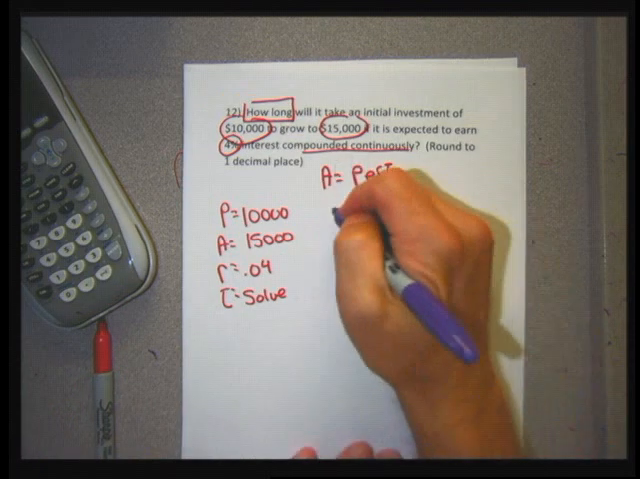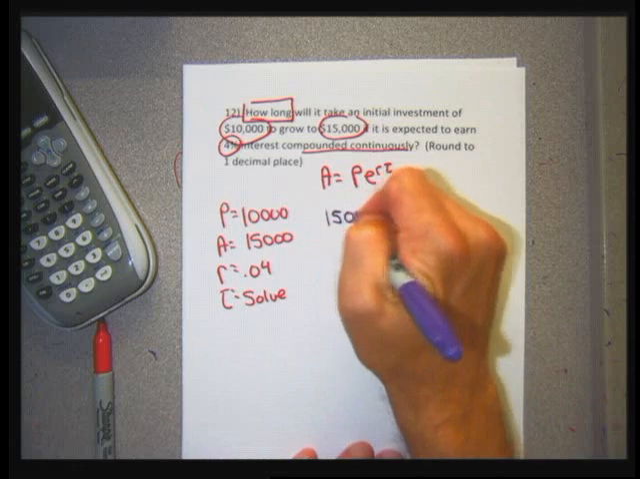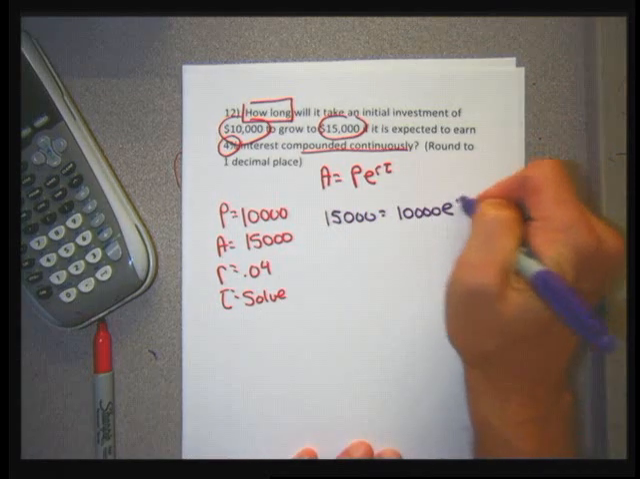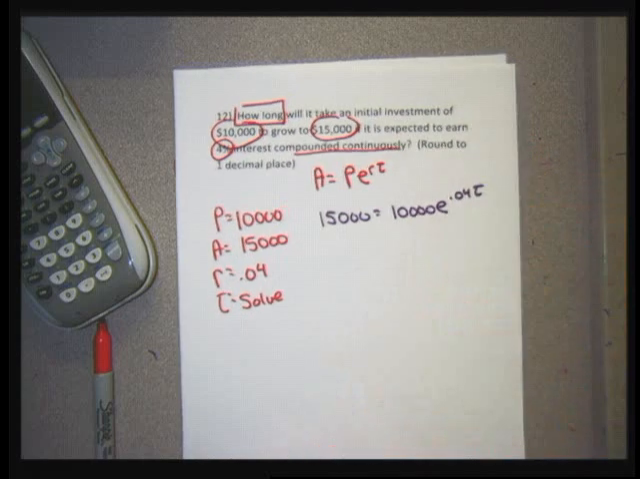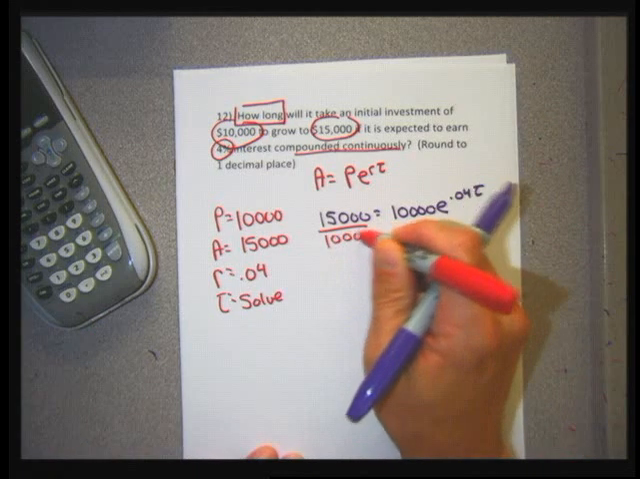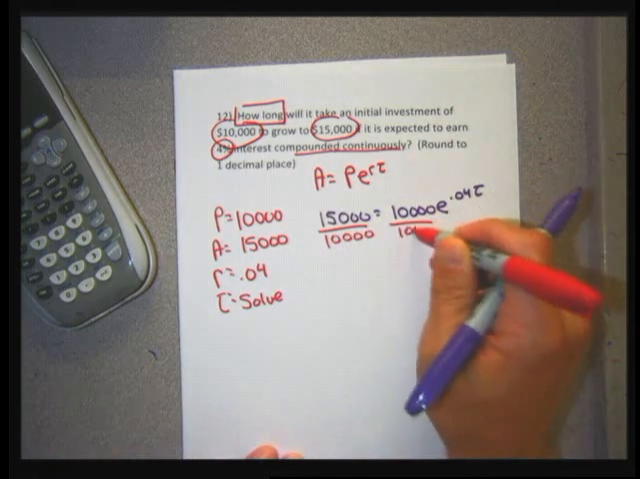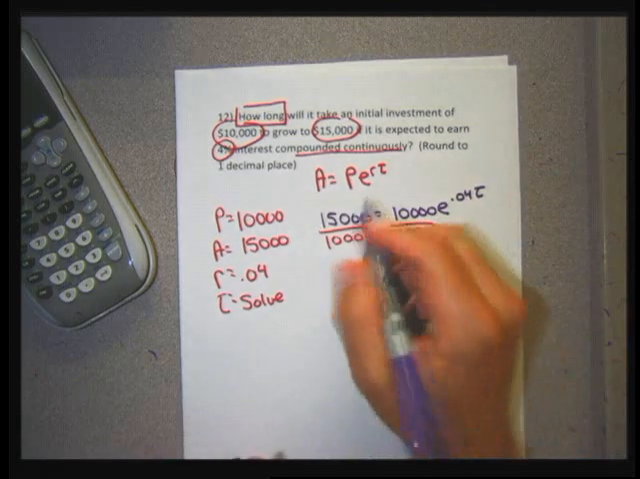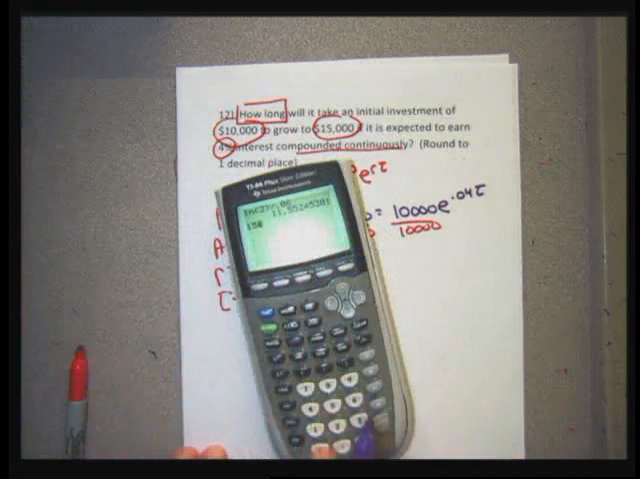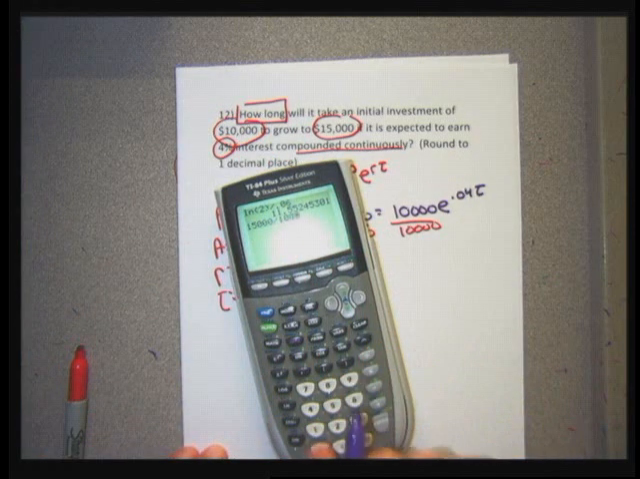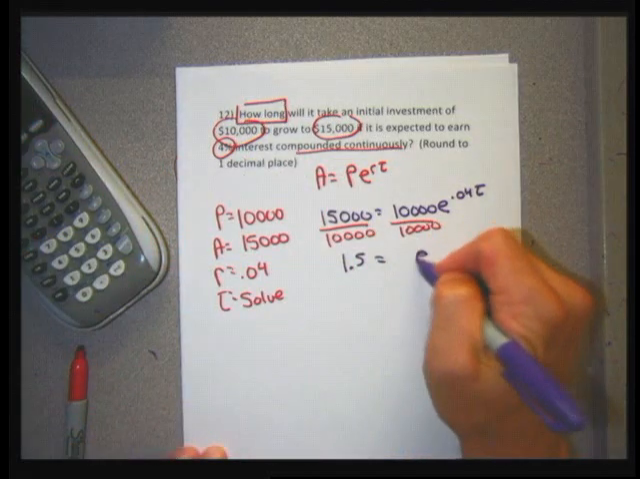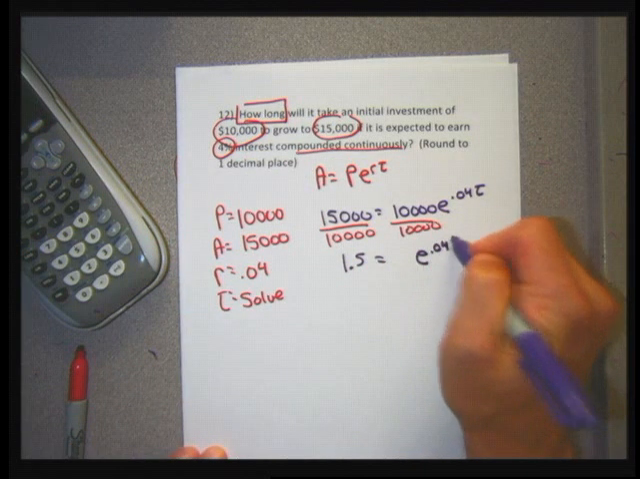So in this formula, you only need 3 variables, and you'll solve for the 4th. So I'm going to put the numbers into the formula and get 15,000 equals 10,000 times e to the 0.04t. Solve this just like I did problem 10. I'm going to start off dividing both sides by 10,000. I believe that gives me 1.5 on the left side. We'll make sure that's not wrong. I'm going to go 15,000 divided by 10,000, and it does give me 1.5. So I get 1.5 equals e to the 0.04t.